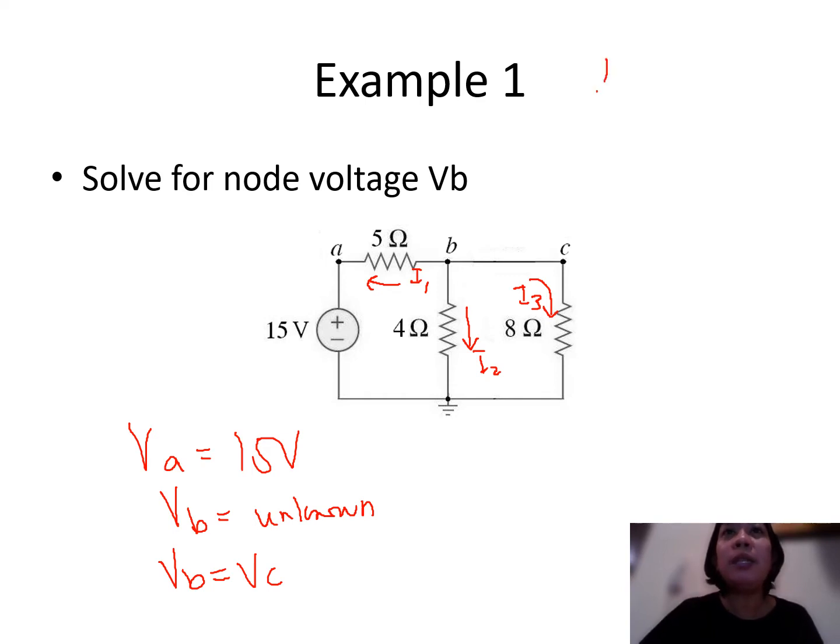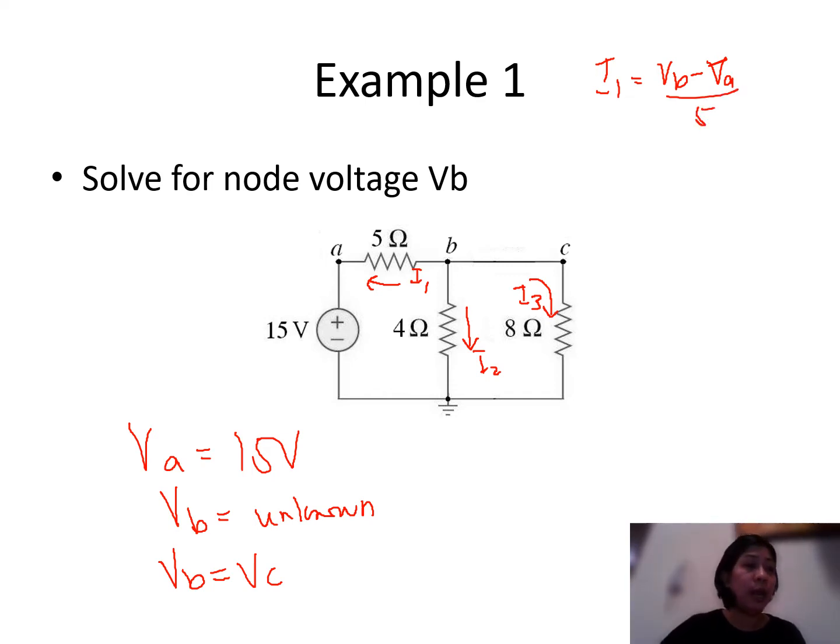So let us write now our current equation for I1. What will be our current equation for I1? That is VB minus VA all over 5. So that is your I1. Or we can say that we have VB minus 15 all over 5.